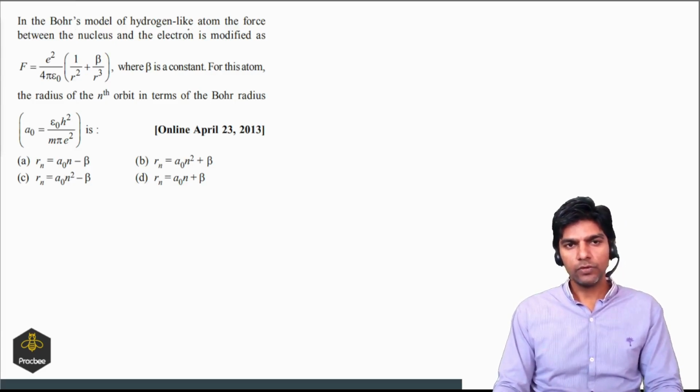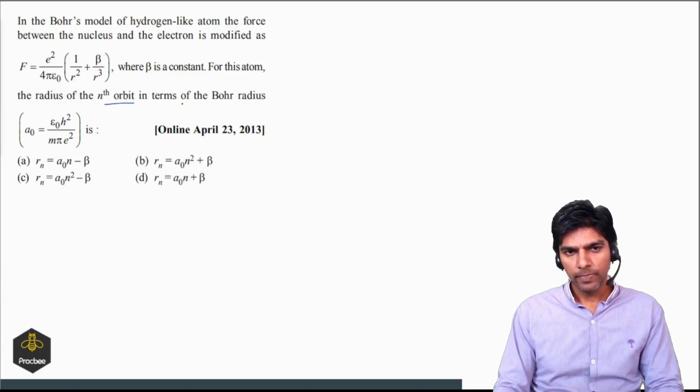In the Bohr's model of hydrogen-like atom, the force between the nucleus and the electron is modified as, so can you see again, this is not a typical Coulomb formula. It is e square by 4 pi epsilon naught times 1 by r square plus 1 plus beta by r cube, where beta is a constant. For this atom, the radius of the nth orbit in terms of Bohr's radius is, and Bohr radius is given as epsilon naught times h square by m pi e square.